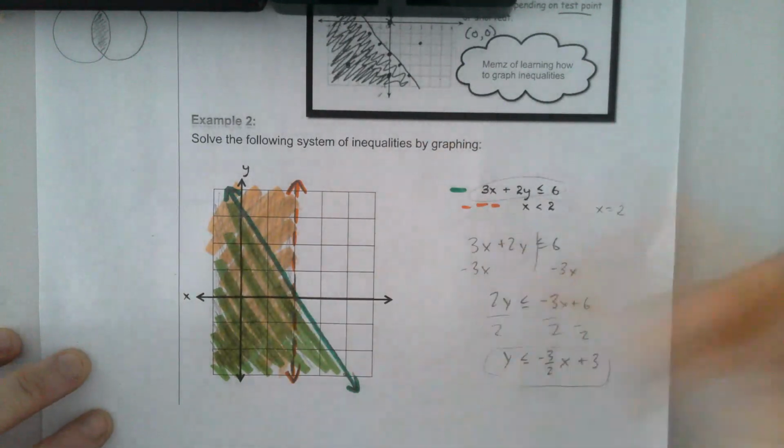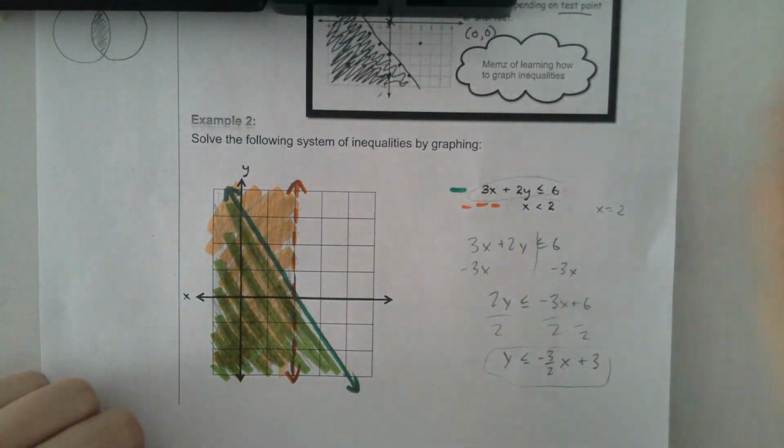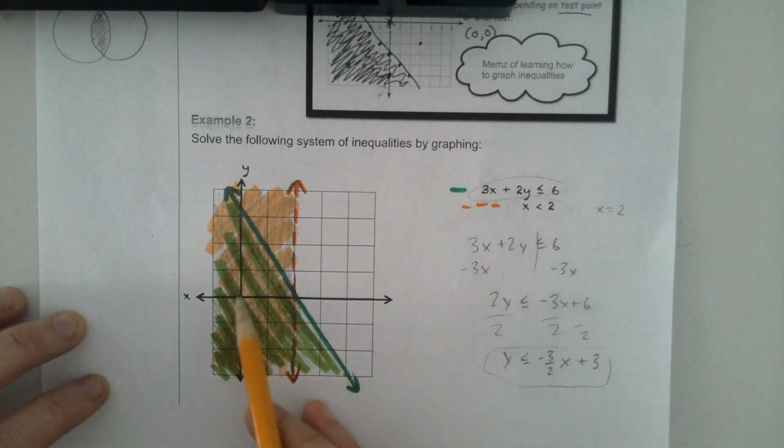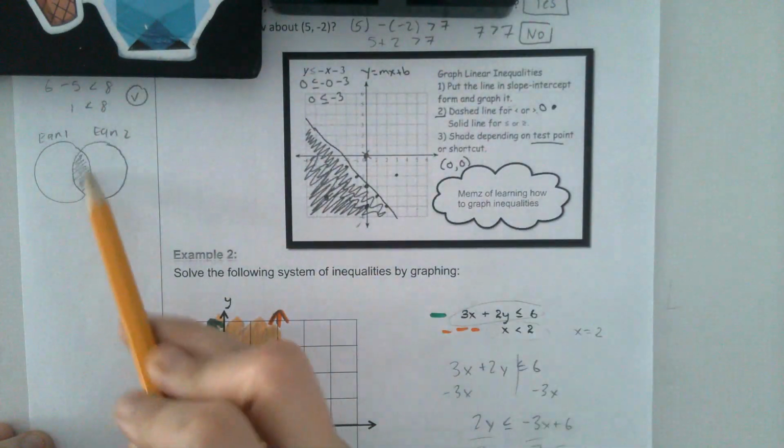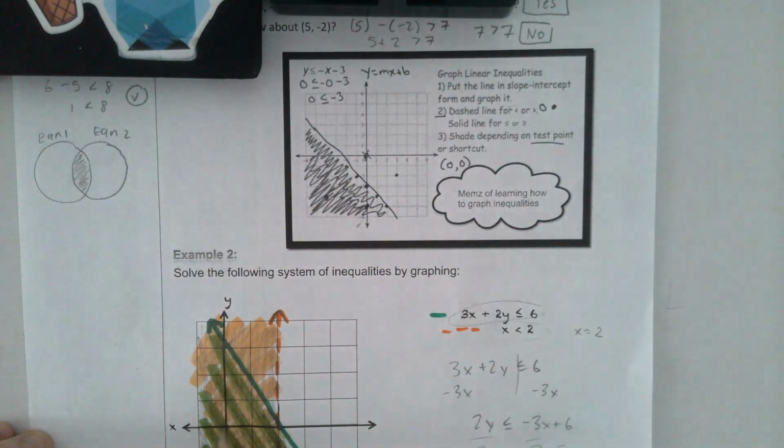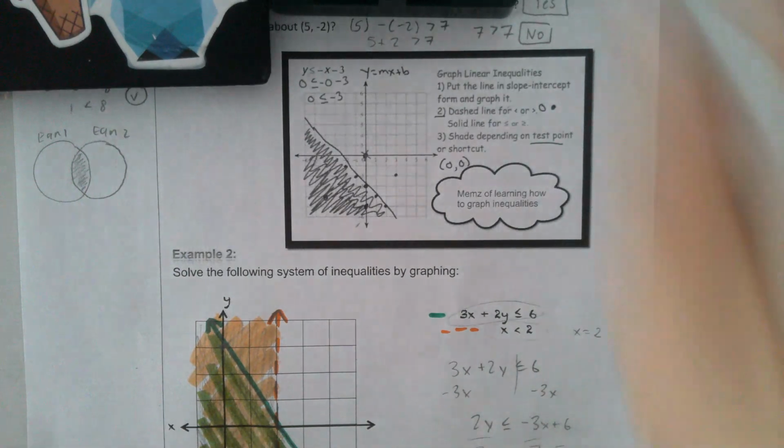This is an easy way to test. If I was asked, is 0, 0 a solution? Well, I can see that 0, 0 is in this combined portion. 0, 0 would be in this Venn diagram where it's both of them. So I could say, yes, 0, 0 is a solution.